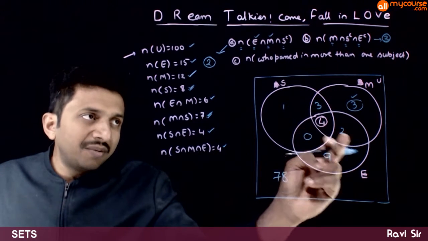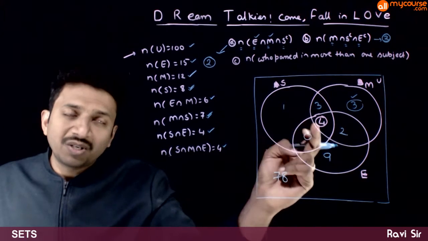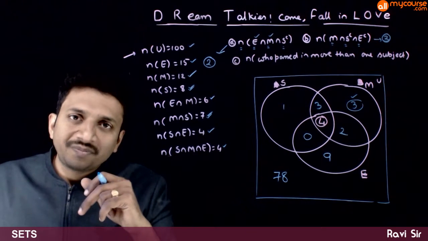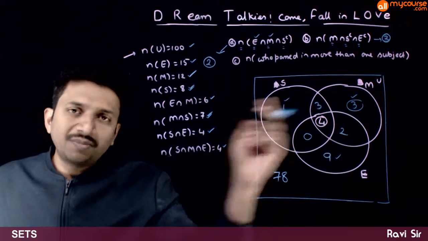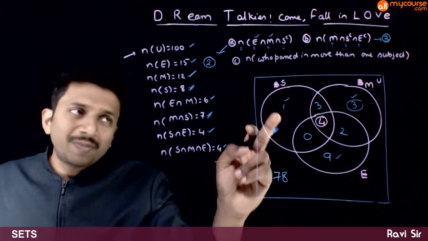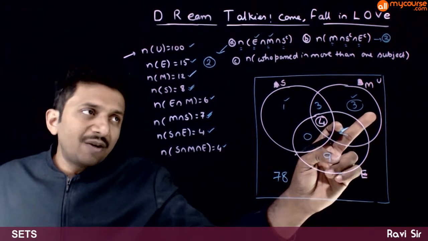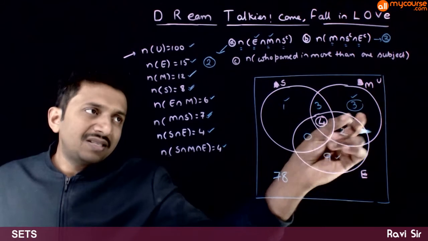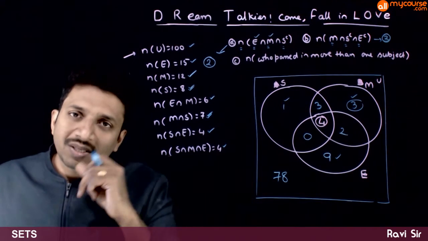So the remaining of them have passed in other subjects also. So the number of students who passed in more than one subject. So these students have passed in exactly one subject. So this guy has passed only in science but not in maths and English. These guys have passed only in maths but not in science and English. So these 3 areas represent the number of students who passed in only one subject.